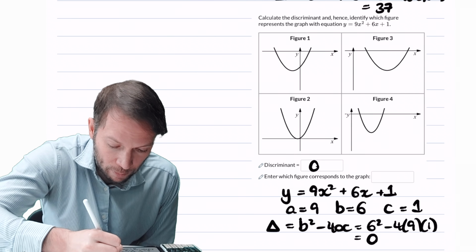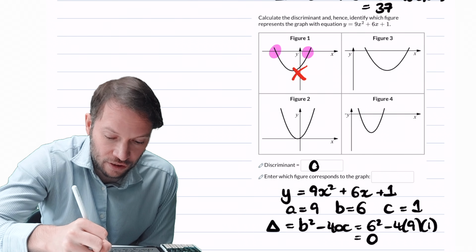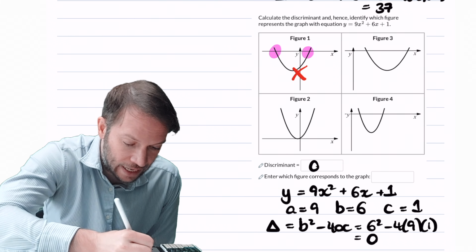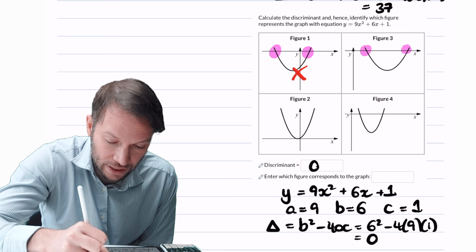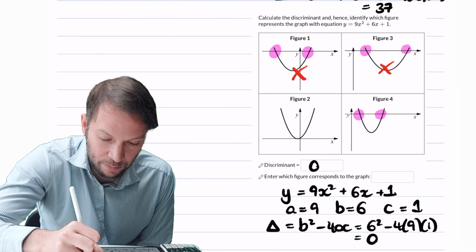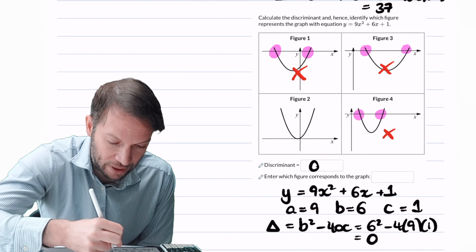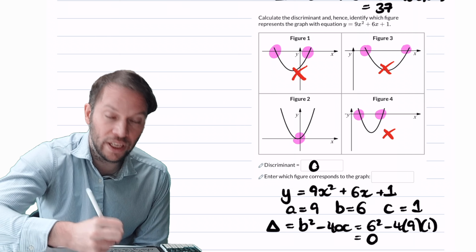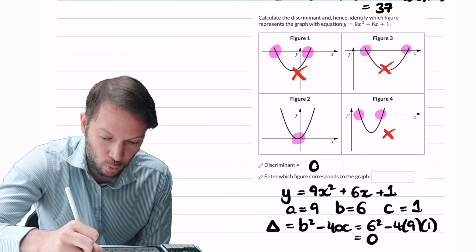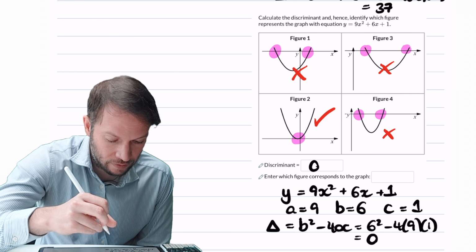Well, it's not figure 1 because that has 2 roots, 2 x-intercepts, so it's not that. It's not figure 3 because, again, that has 2 x-intercepts, so let's eliminate that one. Figure 4 also has 2 x-intercepts, so it's not that one. And therefore, it must be figure 2 because, indeed, figure 2 only has 1 x-intercept, 1 root. So that is the right answer, and therefore we want figure 2.